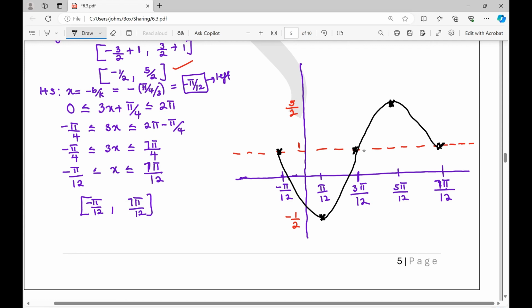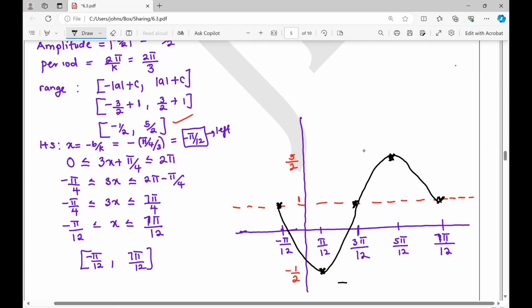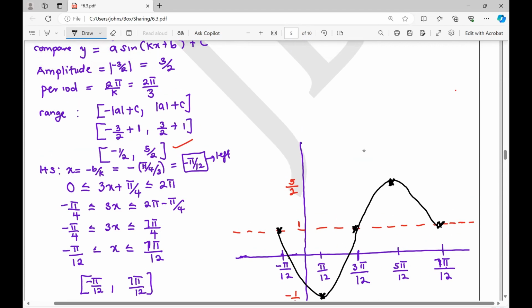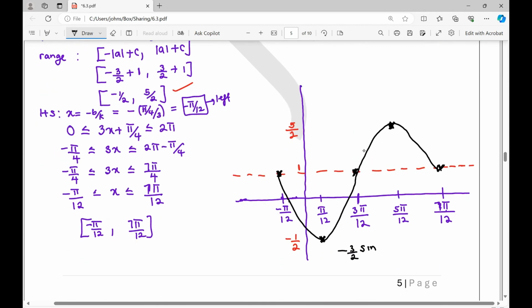So this is the graph of what? This is the graph of minus 3 over 2, right? Minus 3 over 2, then sine of 3x plus pi over 4, everything plus 1.